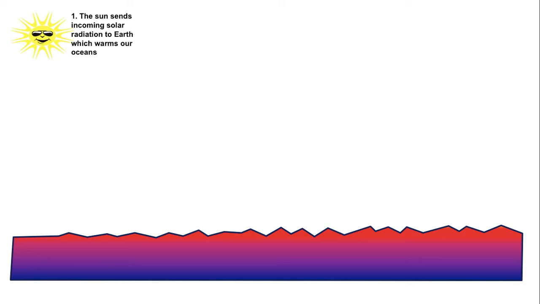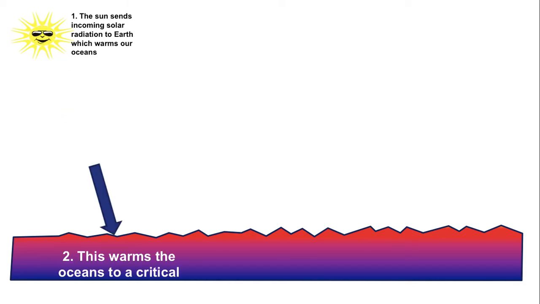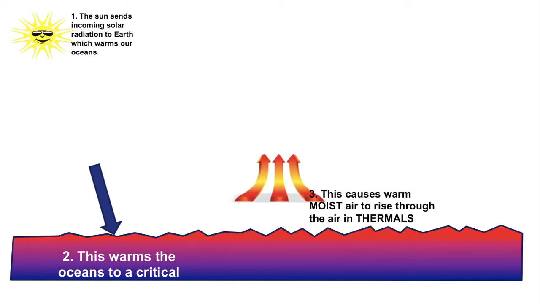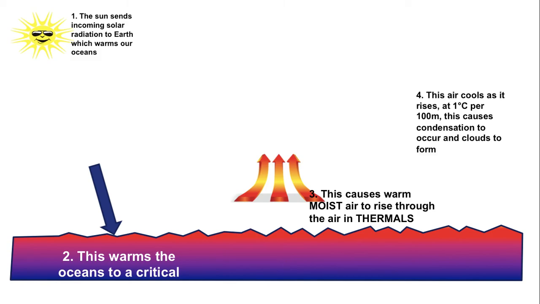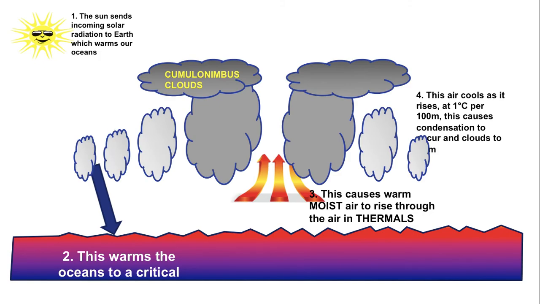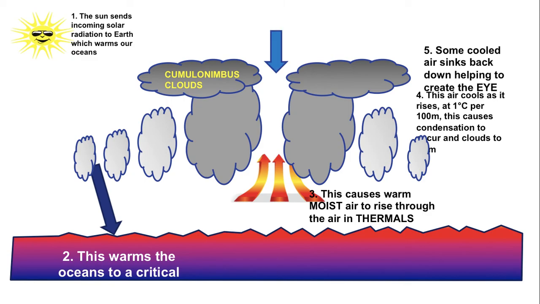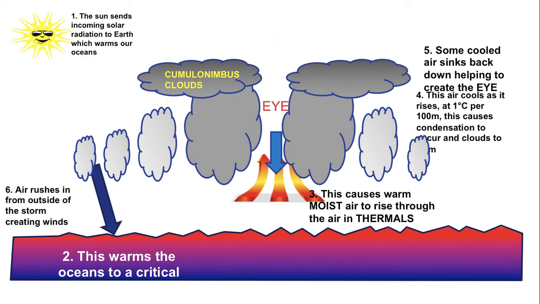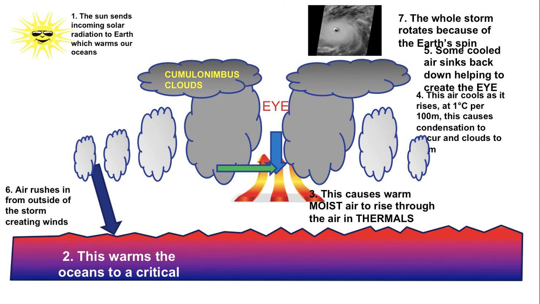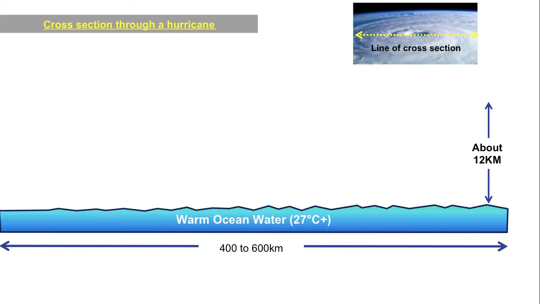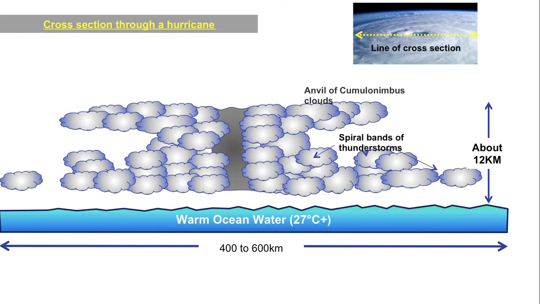So the incoming solar radiation warms the oceans to that critical level of 27 degrees Celsius or more, and warm, moist air rises through the air in thermals, okay? Clouds then form, especially these cumulonimbus clouds. When they build up, we've got this eye, and the air rushes in from the outside, creating these winds, and the whole storm rotates because of the Coriolis effect.